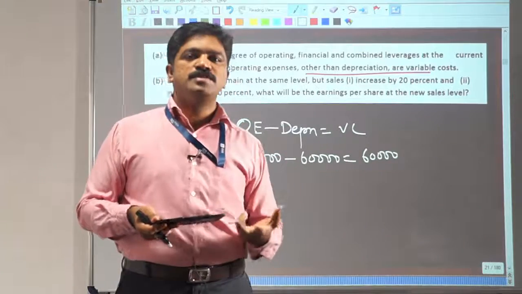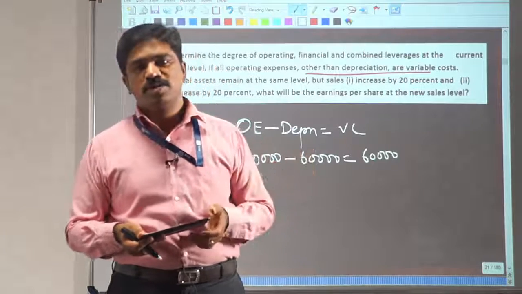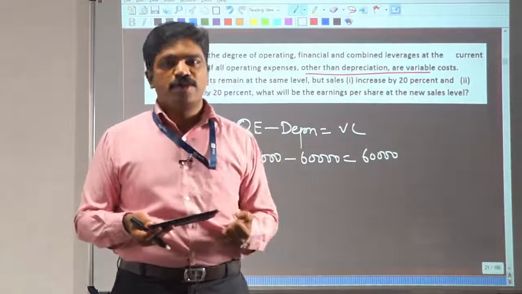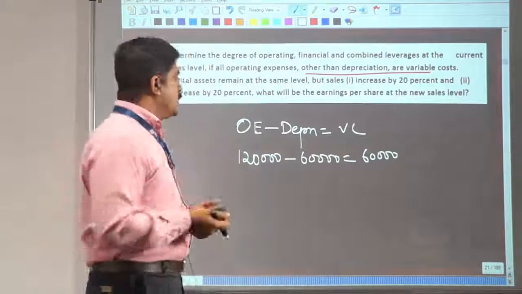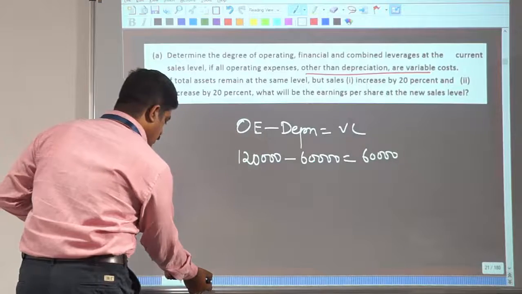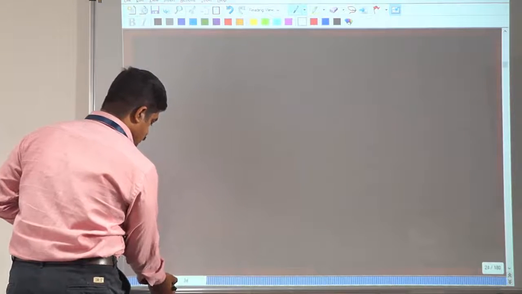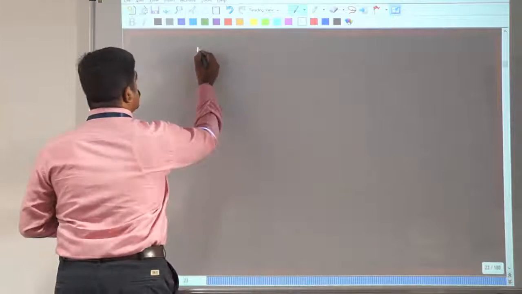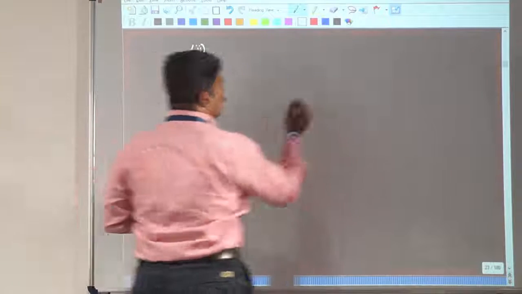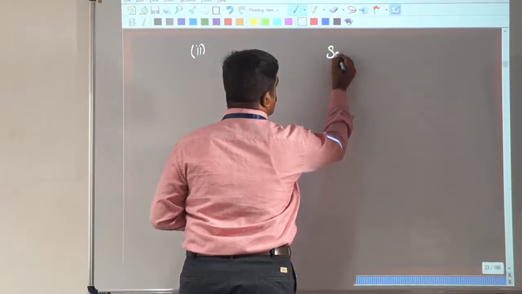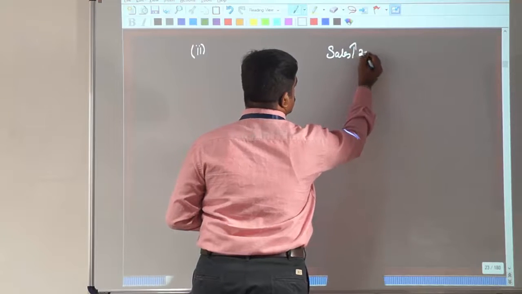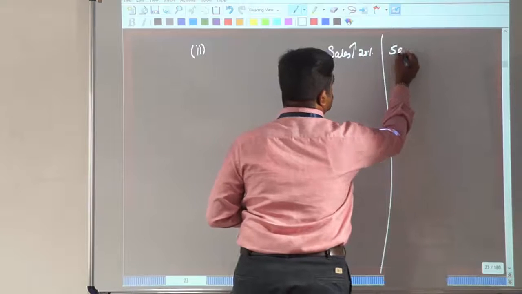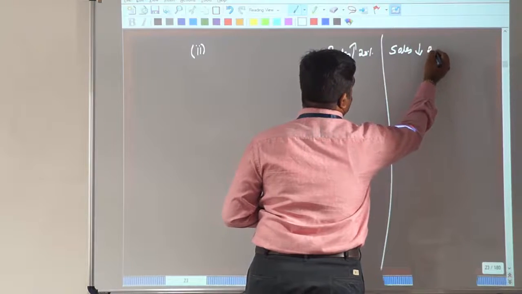And how is EPS calculated? Earnings available for equity shareholders divided by number of equity shares. So now your target is to find out what the earnings available for equity shareholders are. Okay, so let me have a working note for that. We'll go to question 2. In question 2, we have to find out EPS if sales increases by 20%. That is one scenario. And another scenario is sales decreasing by 20%.